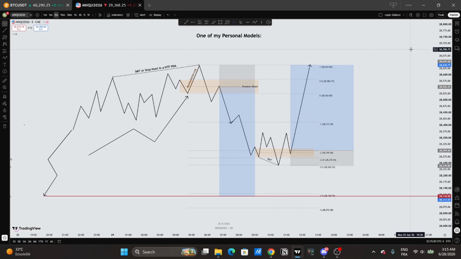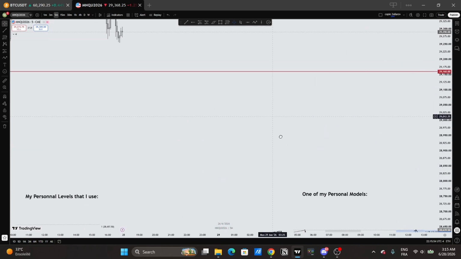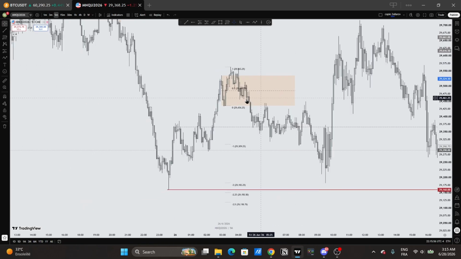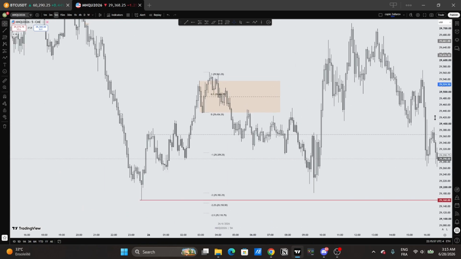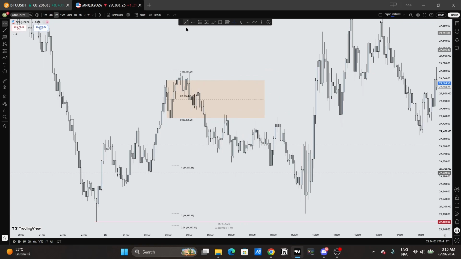Now this is enough sauce for this video. I'll just finish it with some examples. One of, I guess, last Friday, this is MNQ by the way. Last Friday we had this SMT on the 5 minute. As you can see here, this is the SMT. My breaker block is this one, these 3 consecutive black candles that I'm marking out with this orange box.